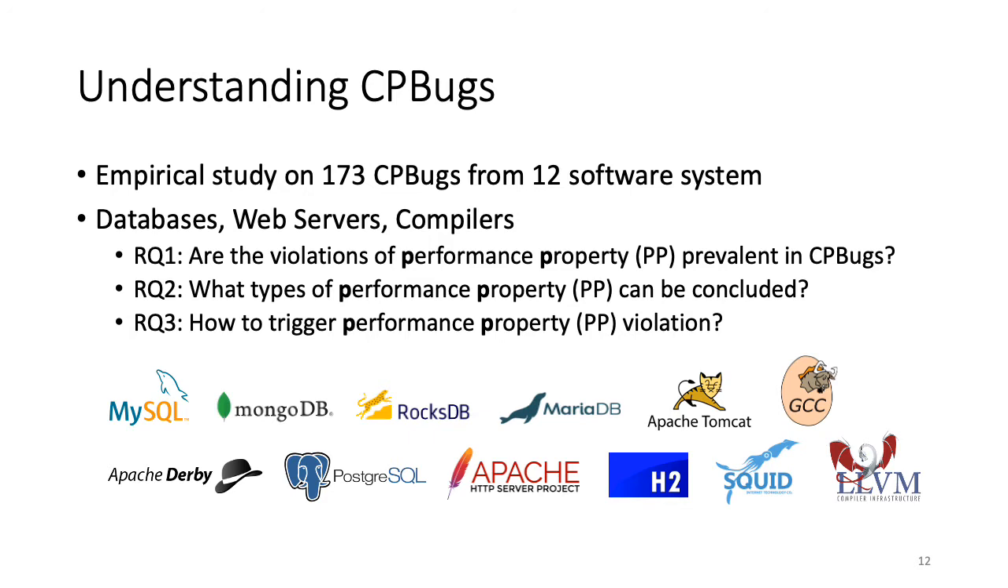Through the study, we want to figure out whether and how we can use performance property to expose CP bugs. We term PP for performance property in the following talk. So we set these three research questions. In RQ1, we want to know if the violation of PP is prevalent enough to serve as a general test oracle. In RQ2, we want to conclude some patterns of PP that help us to design some concrete test oracle. In RQ3, we want to figure out how to change the configuration options to trigger the violation of PP.